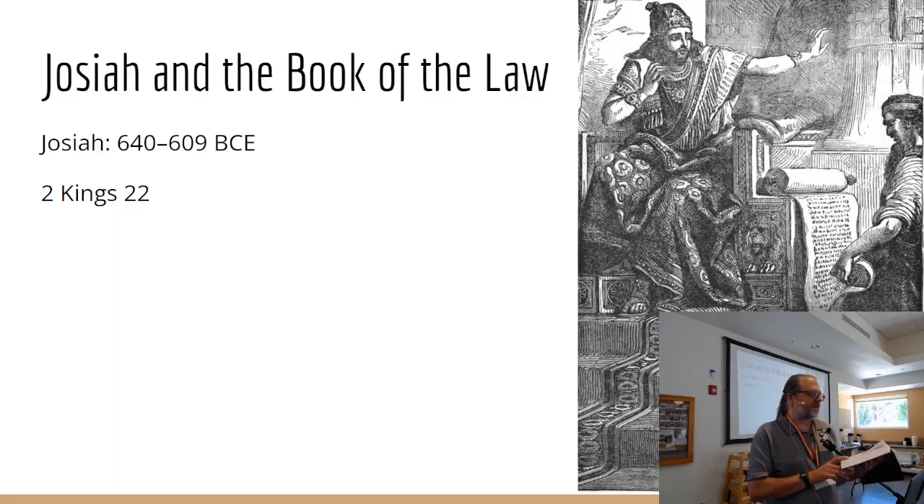He's perfect from this author's perspective, which implies to me that this was kind of written in that time, because you always say good things about the king who's alive when you write this stuff, right? But anyway, in the 18th year of the king Josiah, the king sent Shaphan, son of Azaliah, son of Meshullam, they like all these genealogies, right?